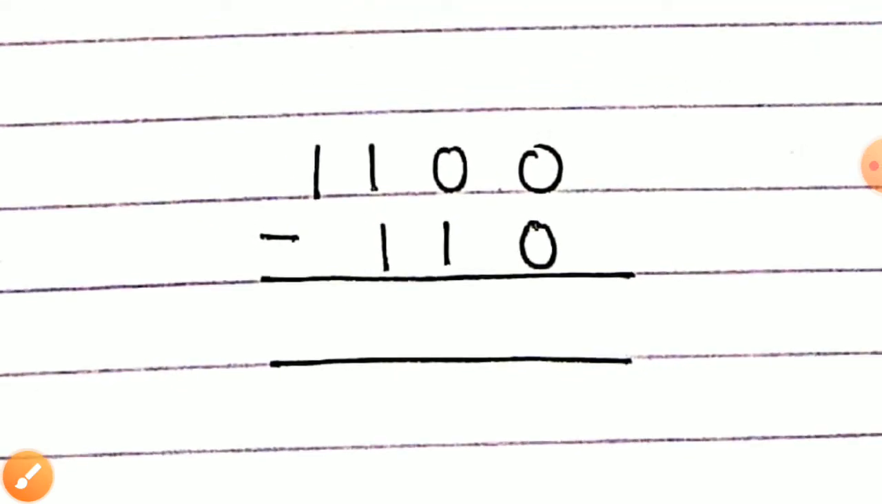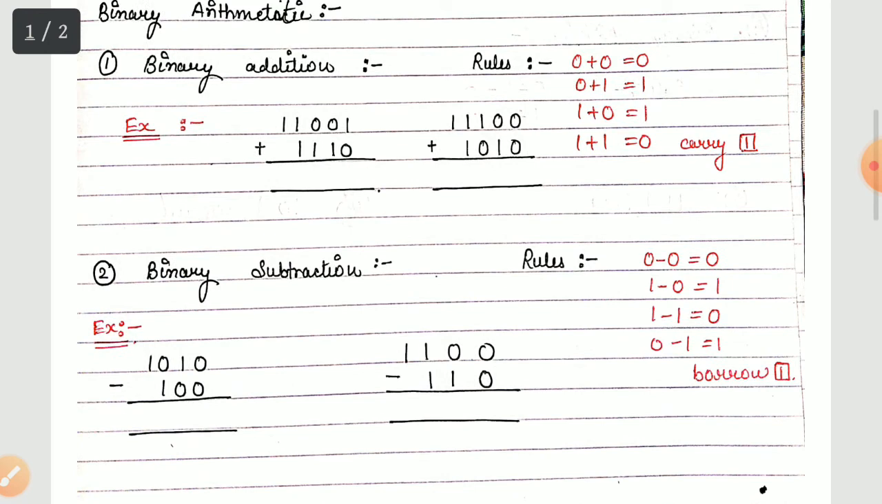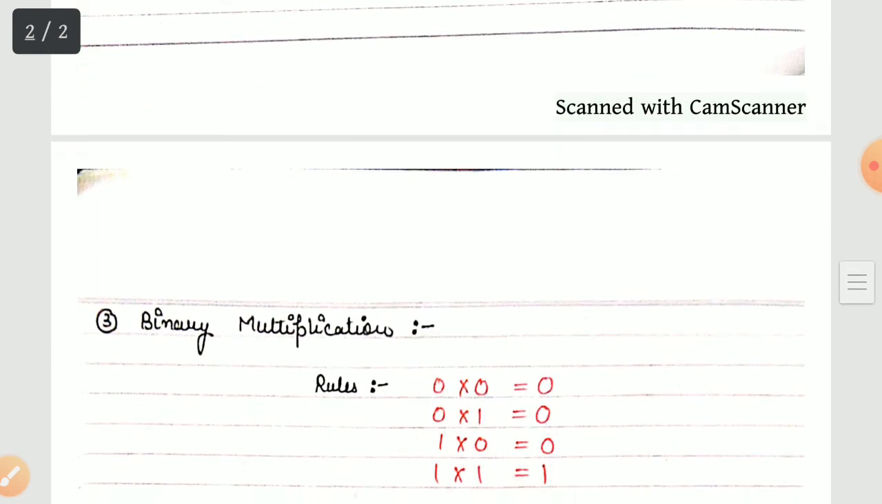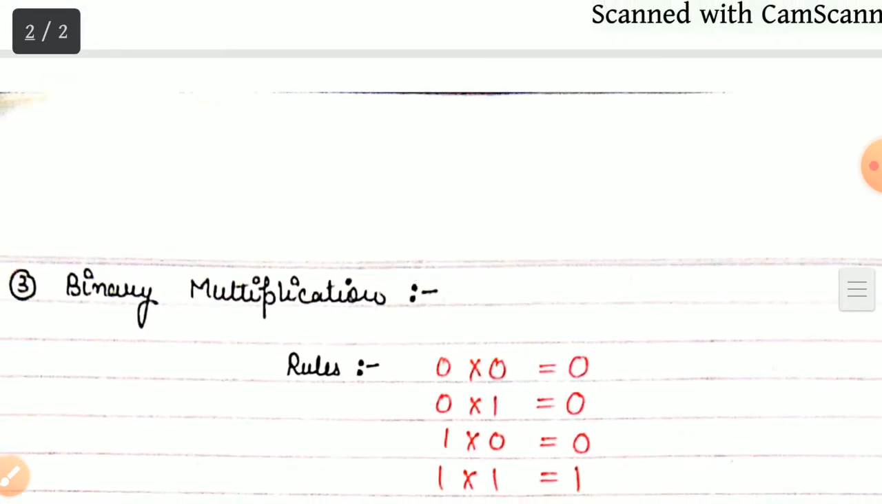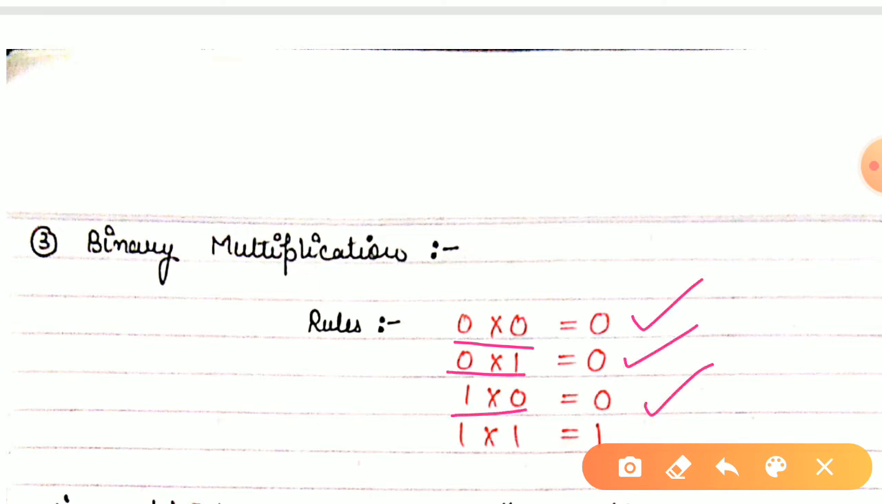Now we have already seen binary addition and binary subtraction. Now let us see binary multiplication as well. So see, binary multiplication we are having over here. Rules also we are having. 0 into 0 is 0, 0 into 1 is 0, 1 into 0 is 0, and 1 into 1 is 1. Now my dear students, before doing these binary arithmetics, you should have a note on these rules, right? These rules should be very handy to you.